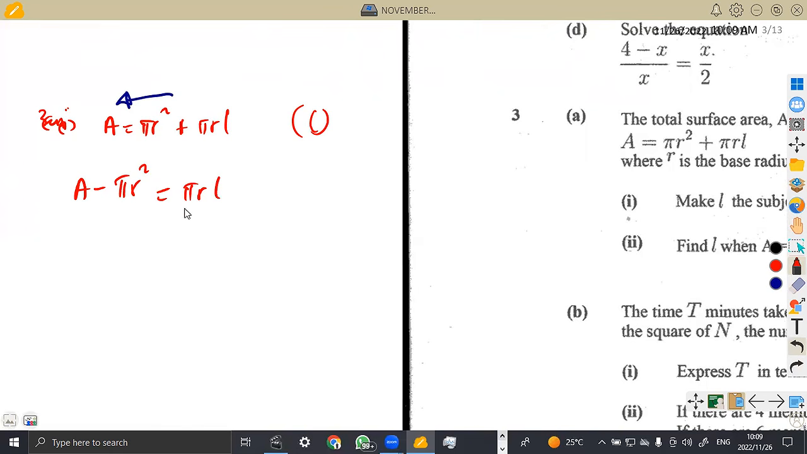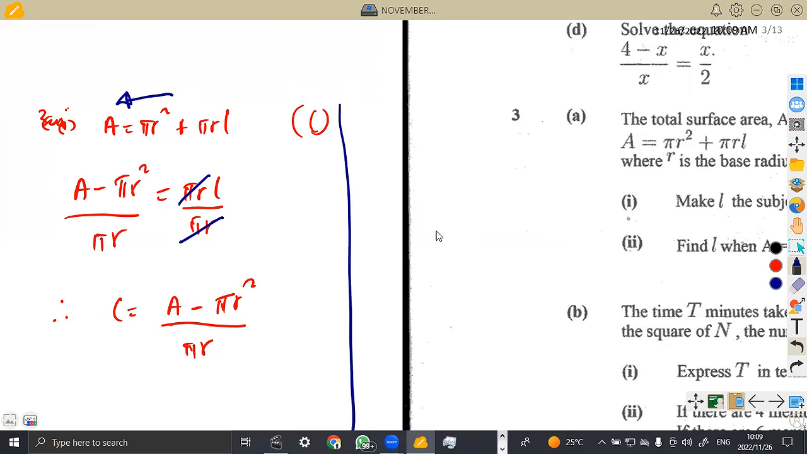So to find L, we're just going to divide both sides by pi r. So this can actually cancel out. Therefore, L can be written as A minus pi r squared over pi r. So this is what we had from this question.